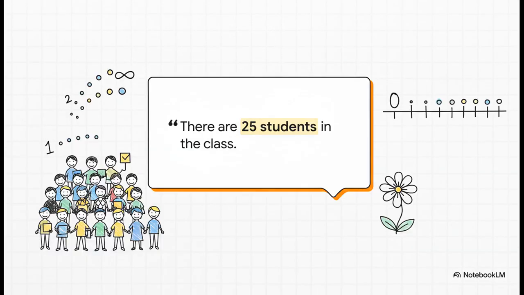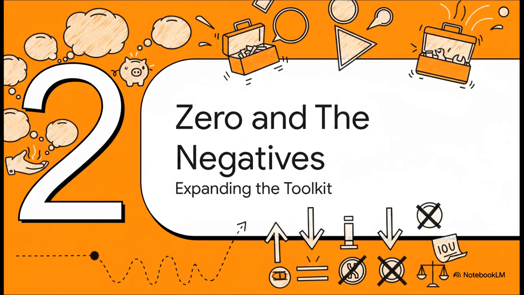Here's a perfect real-world example. There are 25 students in the class. You're using a natural number, 25, to describe a real, countable group of people. See? Easy enough. But wait a minute, what happens when you have nothing to count? Or what if you need a number to show that you owe someone money? For that, our basic number toolkit is going to need a bit of an upgrade.